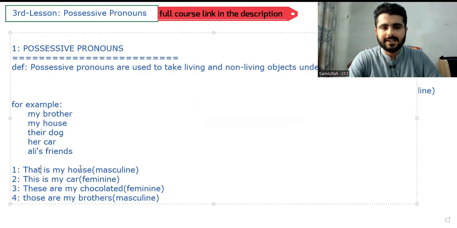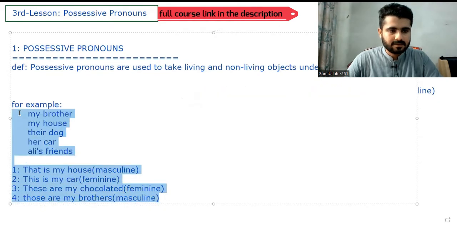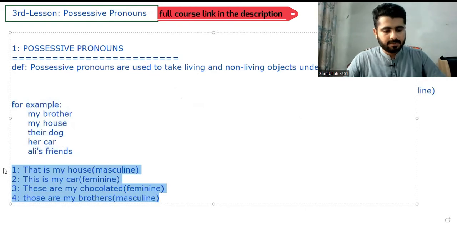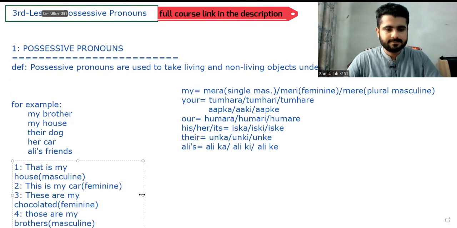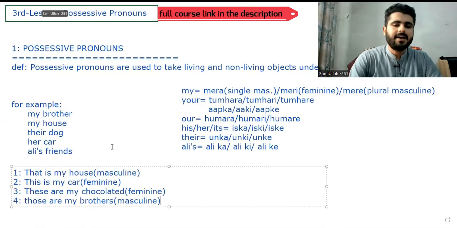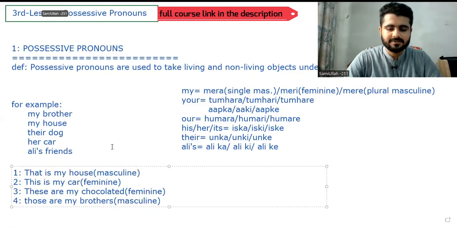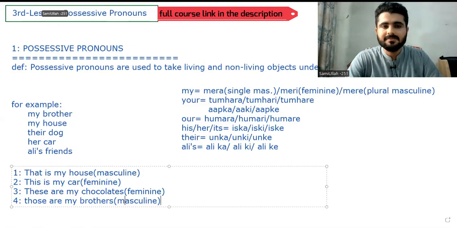First one is, that's my... one minute. Let me copy the text. Now paste it here. That is my house. This is my car. These are my chocolates. Those are my brothers. House is taken as masculine, we're talking about a single house. Car is feminine, single car. Chocolates are taken as feminine in Urdu, we're talking about multiple chocolates. Brother is, by gender, obviously masculine, we are talking about multiple brothers, so multiple masculine.